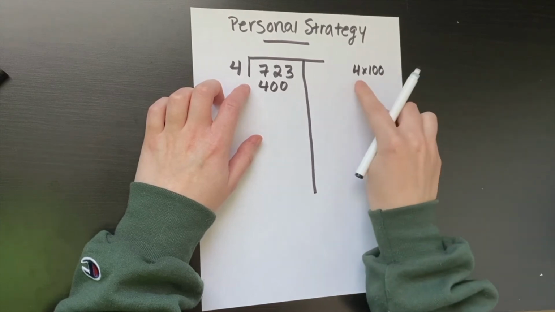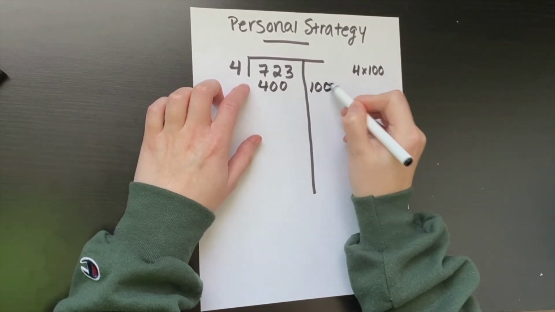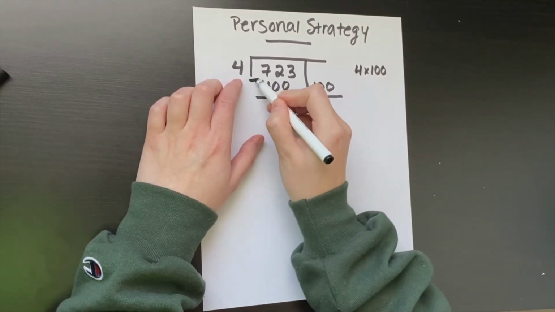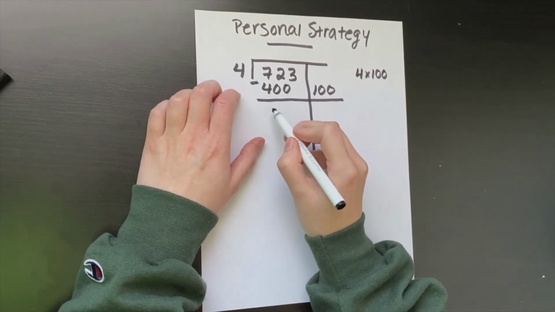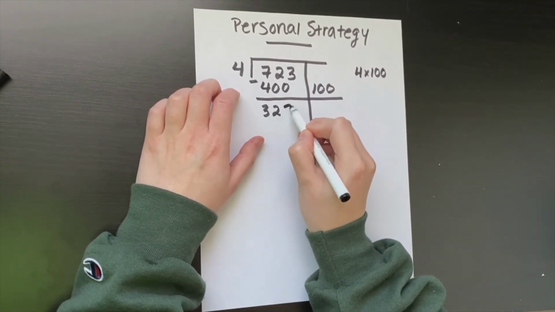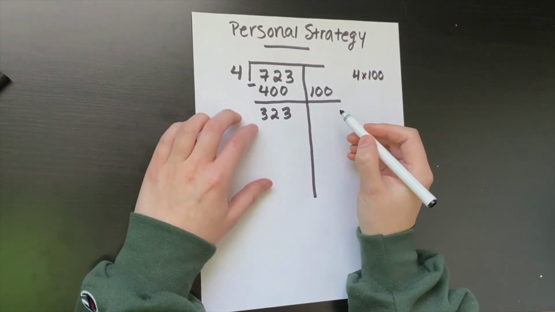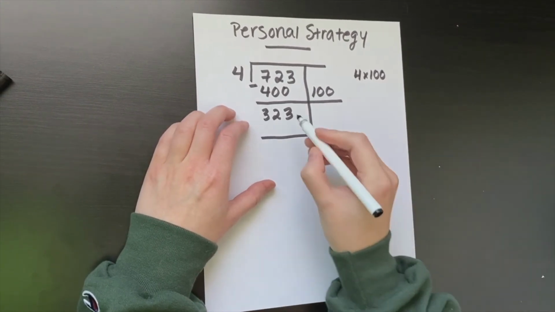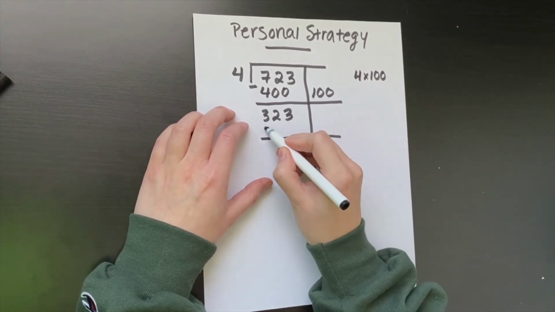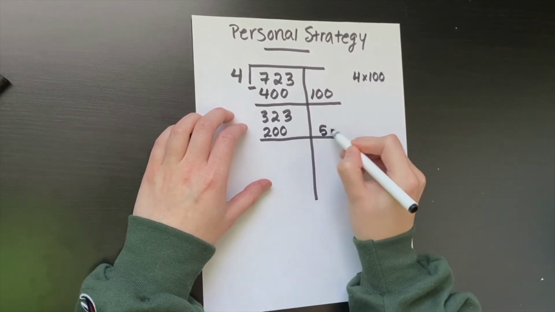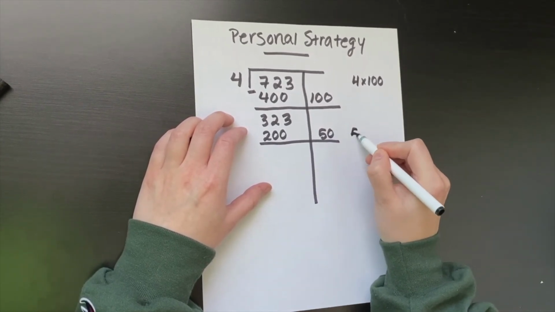You don't have to write that down each time, I just want to make sure I'm clear where I'm getting that number from. 723 minus 400 equals 323. Our next number that we can fit into 323 that is divisible by 4 is 200, and I use 50 times 4 to get that. So I put 50 here.